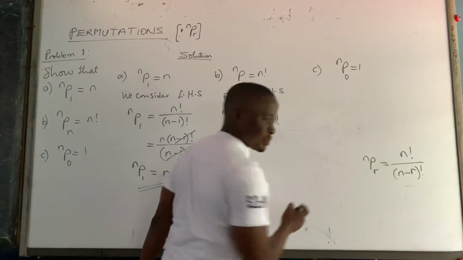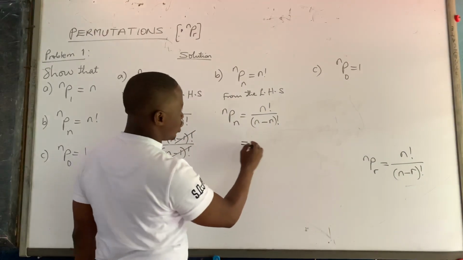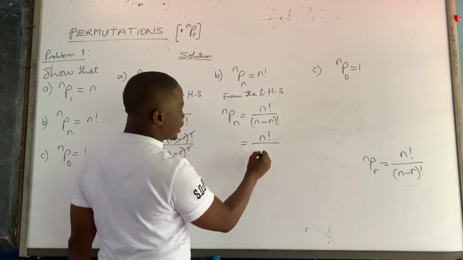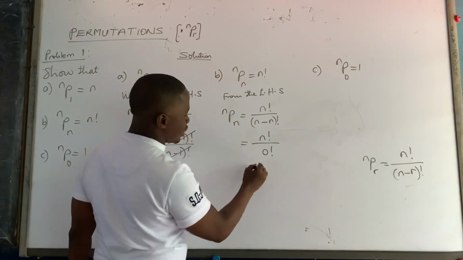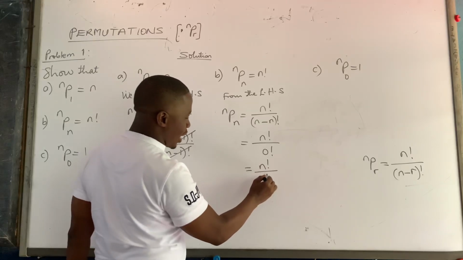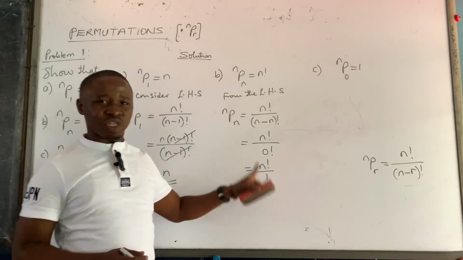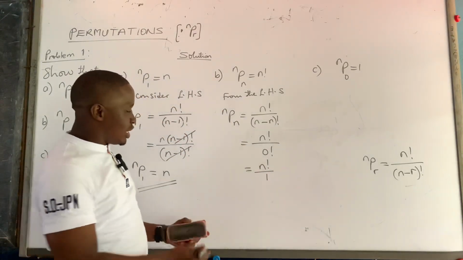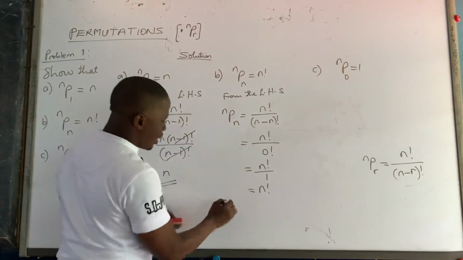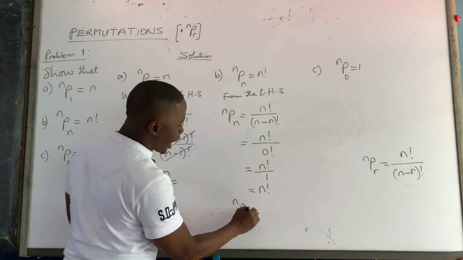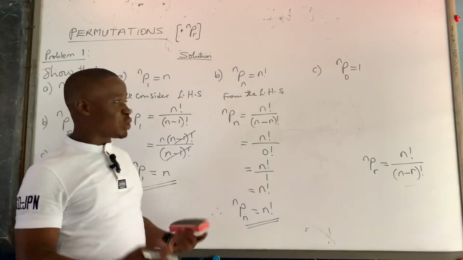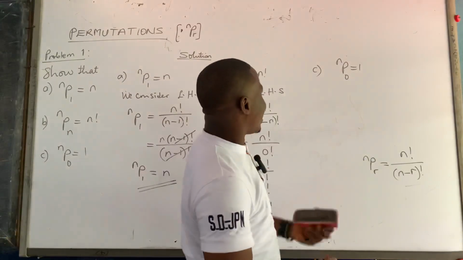We can see it. So if that be the case, we say n factorial divided by n minus n is 0 factorial. So n factorial divided by 0 factorial gives us what? 1. So whenever the denominator is 1, we can ignore the denominator. So what do we have? N factorial. Therefore, n permutation n is actually equal to n factorial. I hope this one is good. Now we come to the last one.